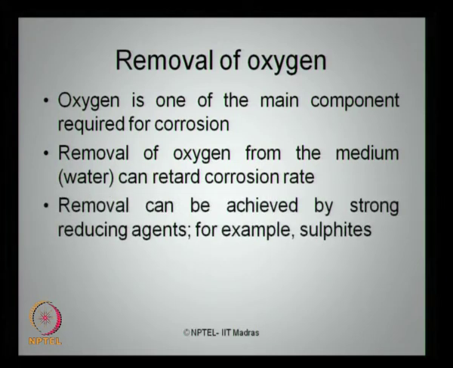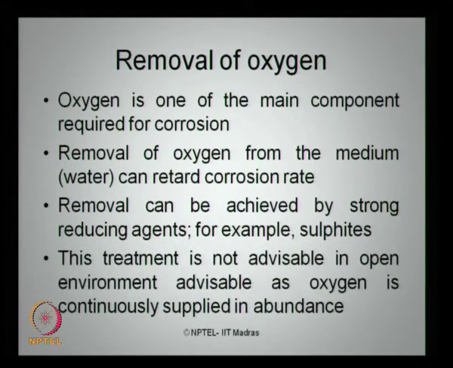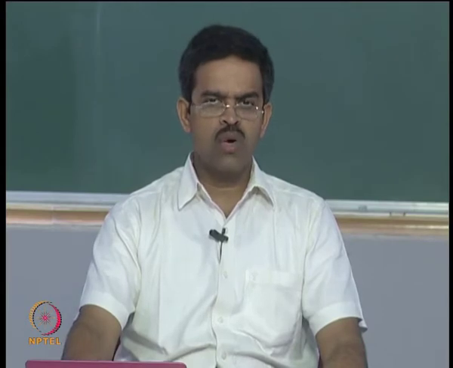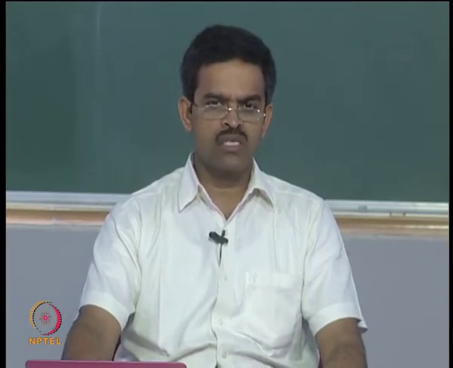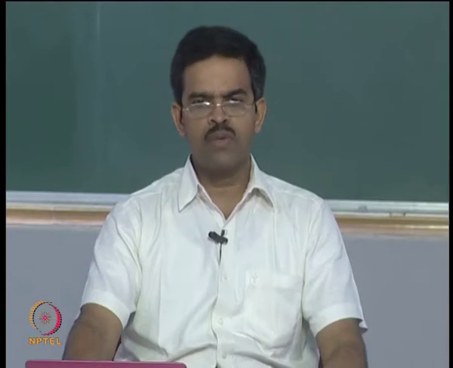Removal can be achieved by strong reducing agents. For example, you can use sulfides which can reduce the oxygen content in the sea environment or in the environment which is responsible for corrosion. This treatment of course is not advisable in an open environment because an abundance of oxygen is available there. Therefore, it will not be effective if you use sulfides to reduce the oxygen content in the environment. In a closed environment, this treatment can be effective to achieve depletion of dissolved oxygen content. However, this cannot be used in an open sea state.